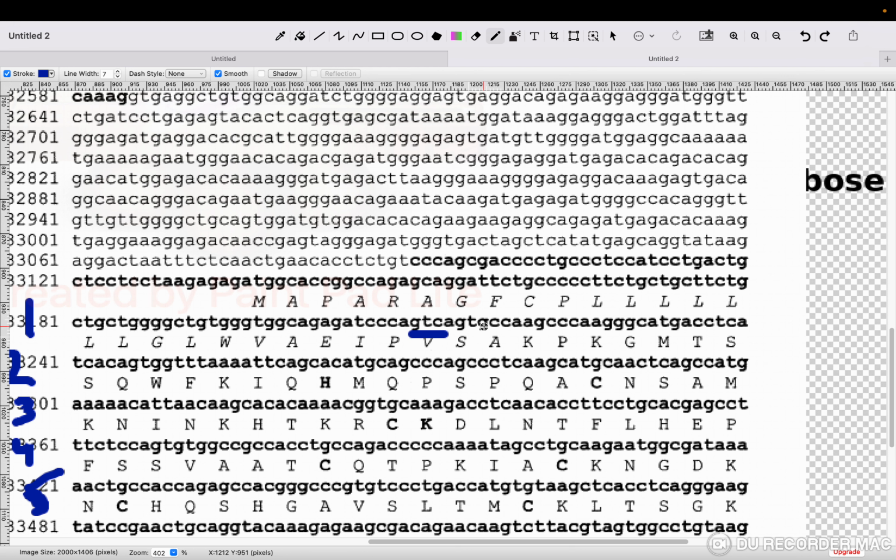GT, okay. GTAG, no, I want a longer sequence. So let me... Okay, let me start from here. Anybody sees a GT? Okay, here is a GT. So that's a beginning of a what? When I see a GT, it's a beginning of a what? Intron or an exon? Intron.